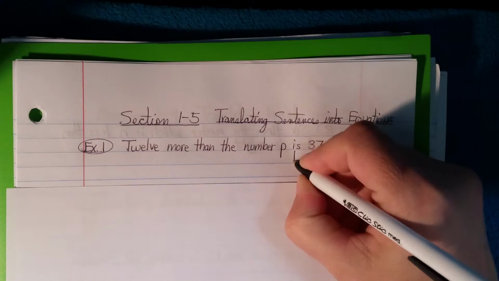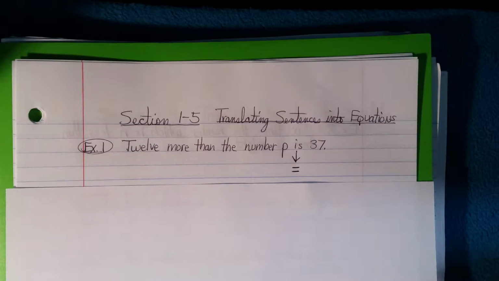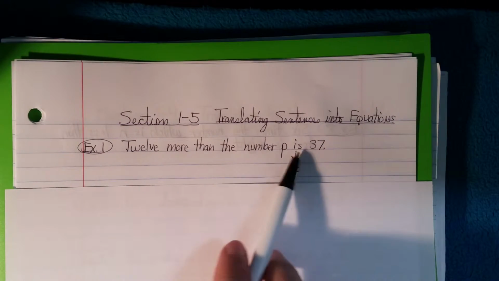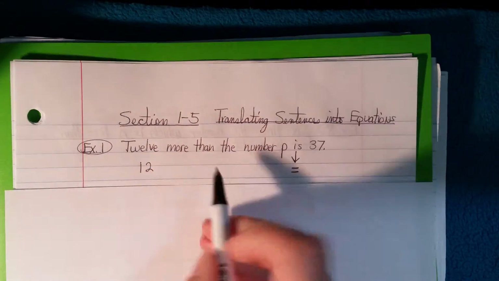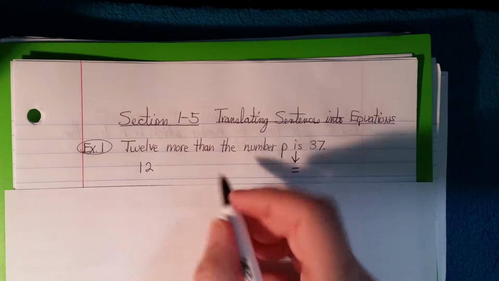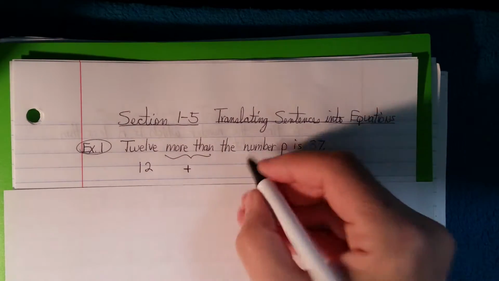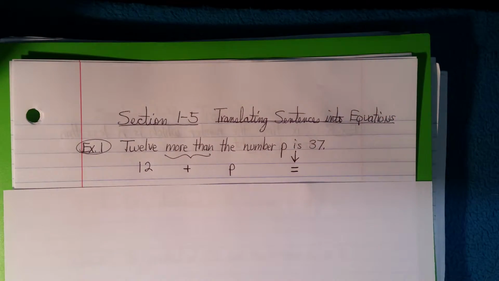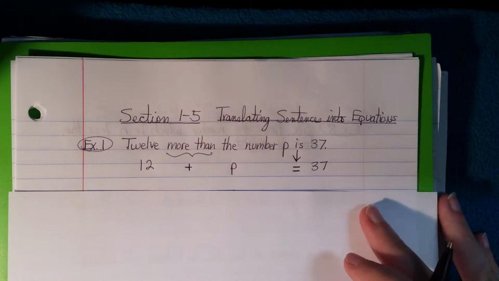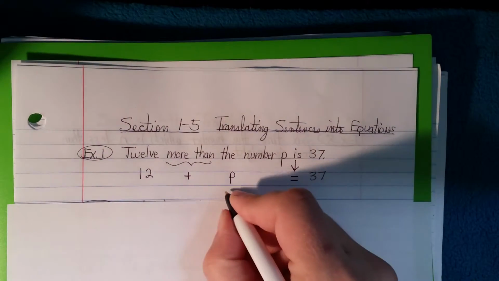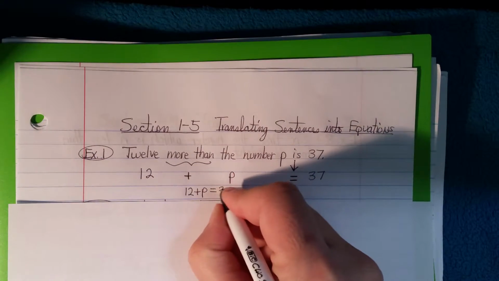So is equals. And if you just translate as you go, you can make your equations. So 12 more than means plus the number p is equals 37. So your final equation is basically just that. 12 plus p equals 37.